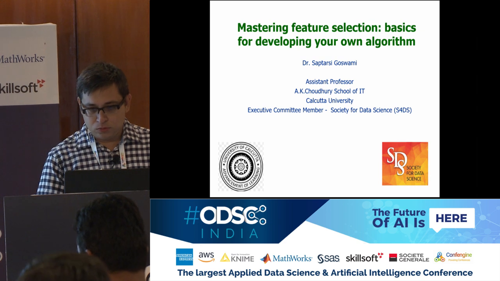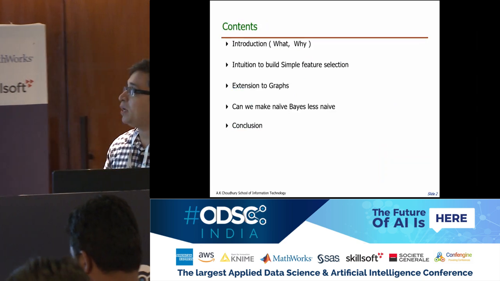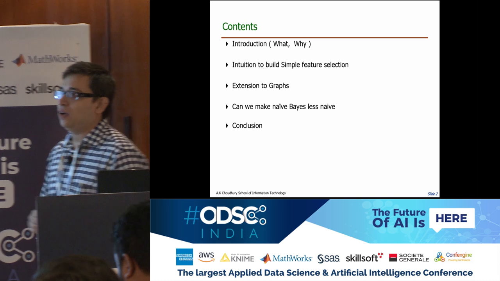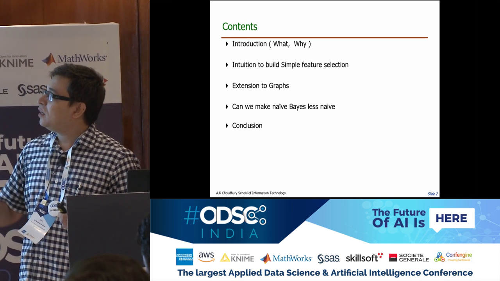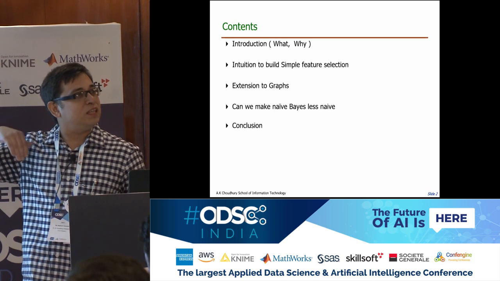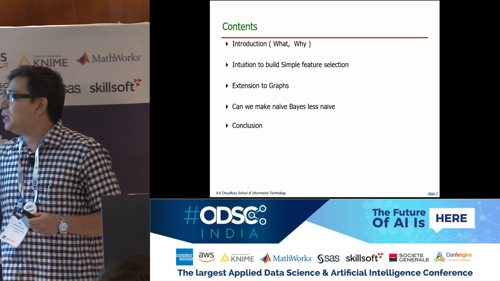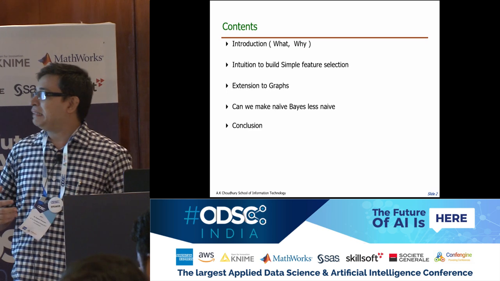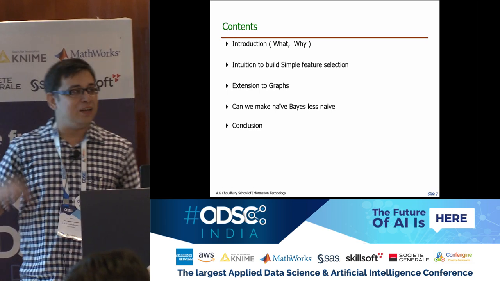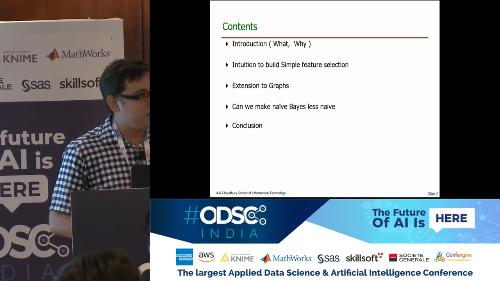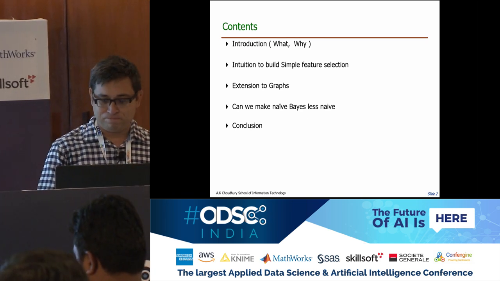Okay, so here is going to be my contents. So introduction, what is feature selection, why we do feature selection, intuition to build a simple feature selection algorithm, extension to graphs, and can we make naive Bayes less naive, and then finally we conclude. So that is kind of the outline.